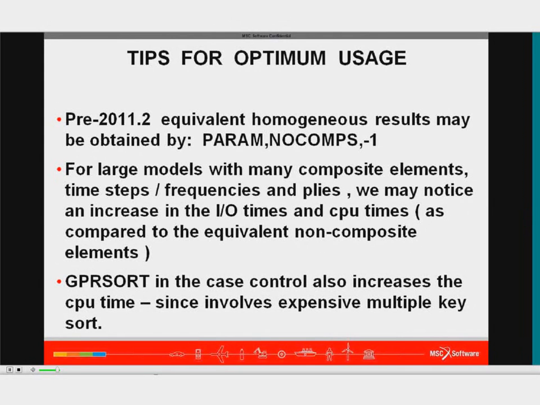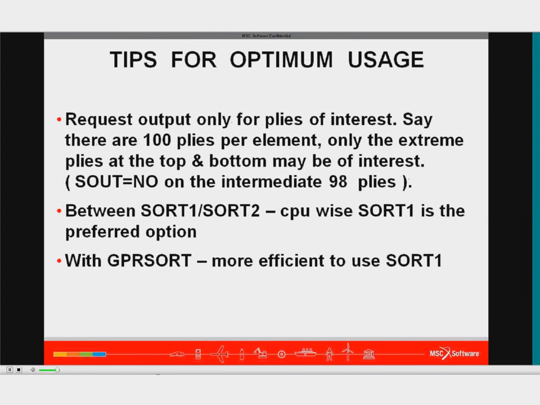For large models with many composite elements and time steps, we may notice an increase in the I/O times and CPU times. GPR sorts in the global ply order, so unless it is required for very large problems, be careful because it may involve expensive multiple key sorts, so it may increase the CPU time. One way to reduce the output: in most situations, if there are, say, 100 plies per element, you may be interested only in the extreme plies at the top and the bottom. If that is the case, then you can put SOUT equal to NO on your PCOMP card so that you get output only for the extreme plies. This is a way to reduce the voluminous amount of output you may get and also to reduce the CPU time and maybe the I/O times.